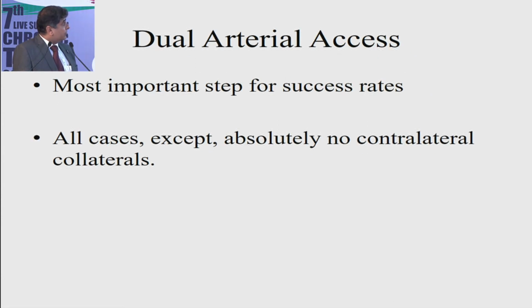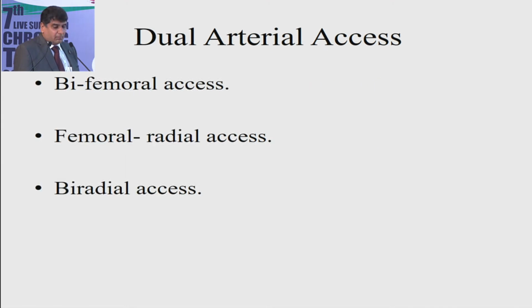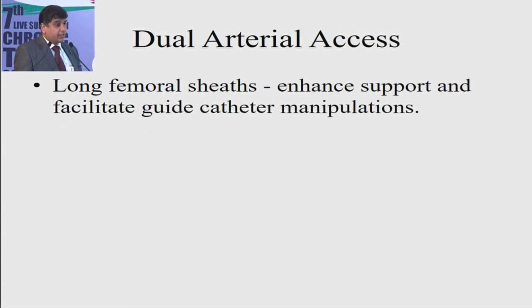Dual artery access is most important for success in CTO PCI. Obviously, in all cases except where there are absolutely no contralateral collaterals, you should have it. Most operators go by the bifemoral route, but centers which have high expertise in radial procedures can embark on biradial access. And if there is very little chance that one would go a retrograde route, then you can have one femoral and one radial access. Long femoral sheaths, preferably more than 45 centimeters, are preferred for enhanced support and to facilitate guide catheter manipulations.